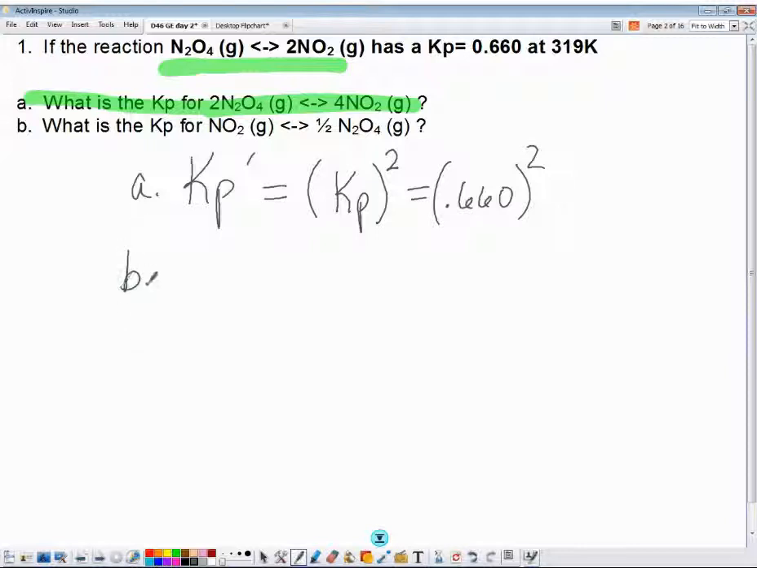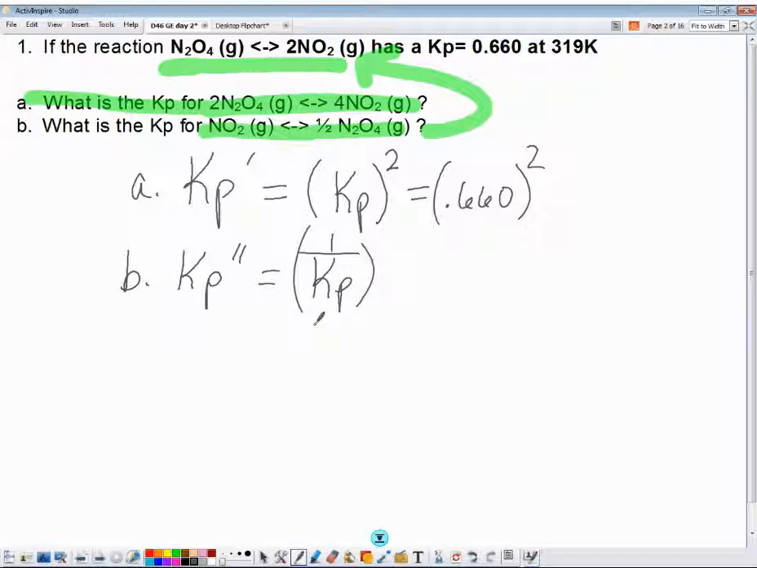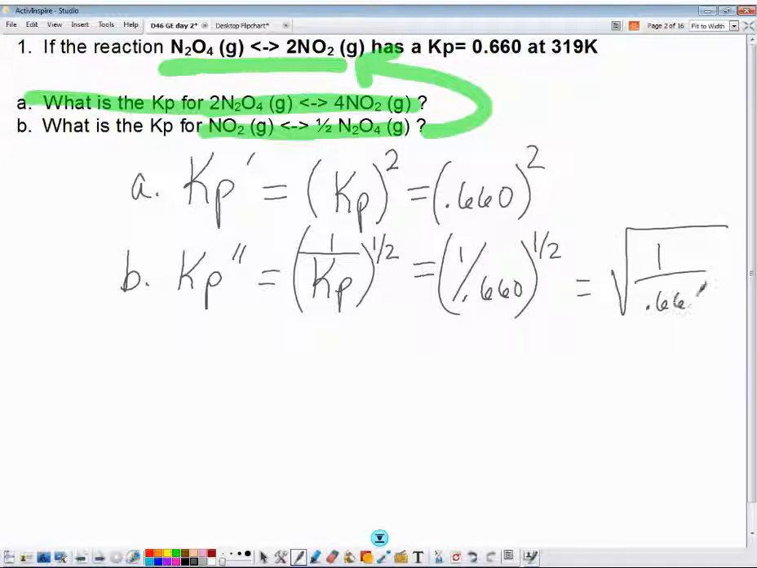All right, the next one, B. We're going to call this one Kp double prime, and we got to figure out how this equation right here changed from that original equation up here. So Hayden, help me. Tell me how that happened. What happened? Okay, it's been flipped and the coefficients have been multiplied by 1/2. So that means that the Kp has to be reciprocated. Agreed? And because all the coefficients are now half, then we have to raise this reciprocated Kp to the 1/2 power. So it's going to look like this. 1 over 0.660 raised to the 1/2 power. You could also say the square root of 1 over 0.660. Yes? Okay. That's question number 1.